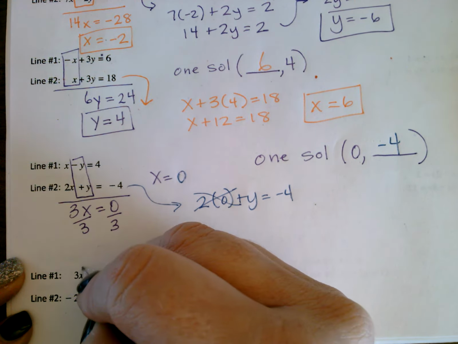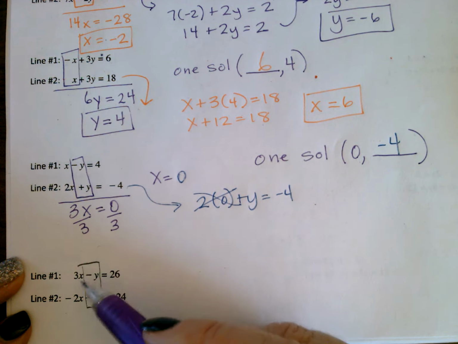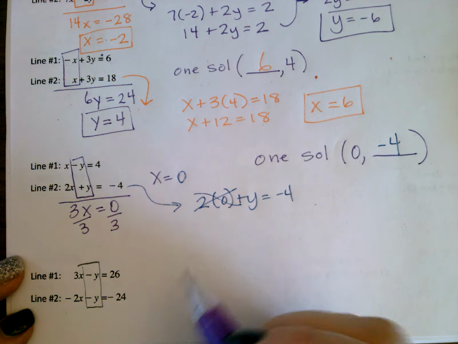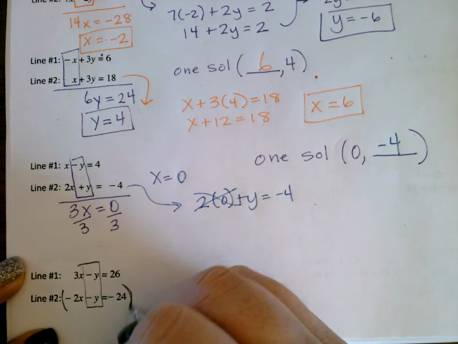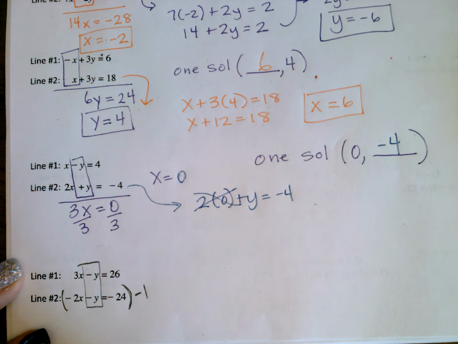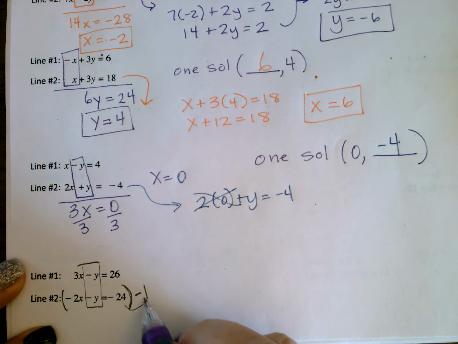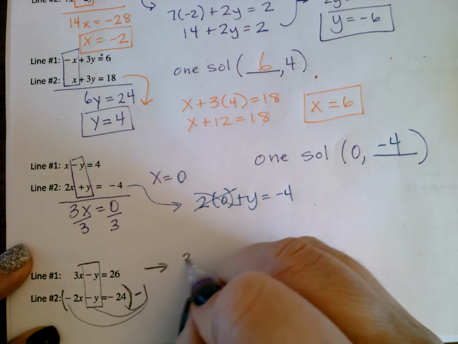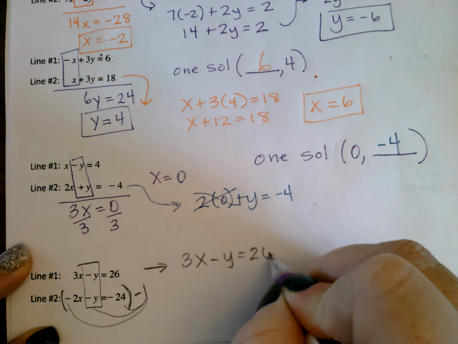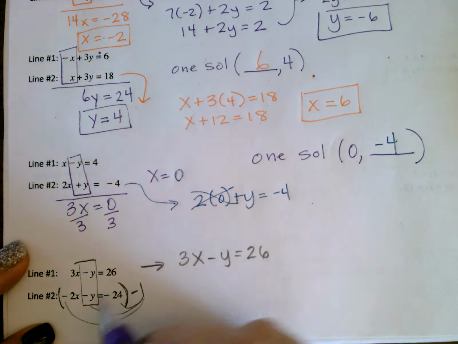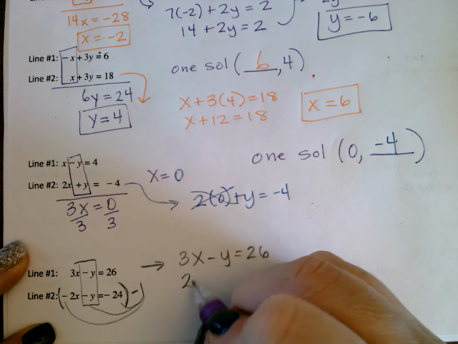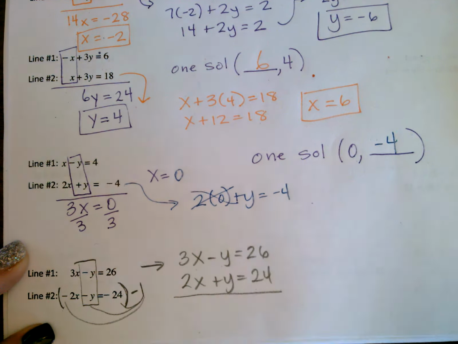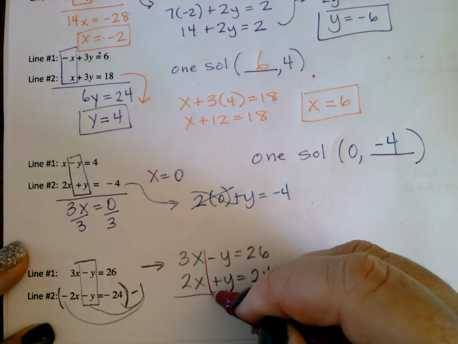When I look at the equations here, I almost have a set of opposites. My y's. I happen to have a negative y here and a negative y here. Close. I am going to multiply this bottom equation all by negative 1. Now, you could multiply the top equation by negative 1. That would work too. I'm going to rewrite the top equation just so that they're written vertically. Then I will have 2x plus y equals 24.